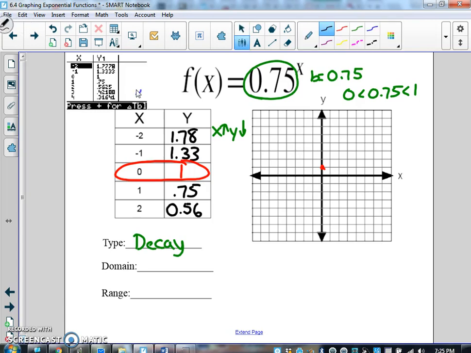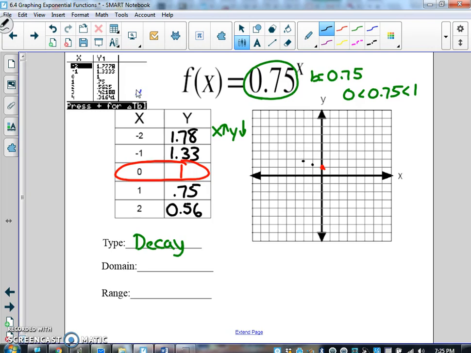To graph the point -1, 1.33, I'm going to go to the right one, or to the left, sorry, I'm going to go to the left one. I'm going to go up 1. I'm not going to quite make it to 2, so it's just a little bit above 1 should be that point, 1.33. At my point -2, 1.78, I'm going to go to the left 2 and up almost 2, but not quite.